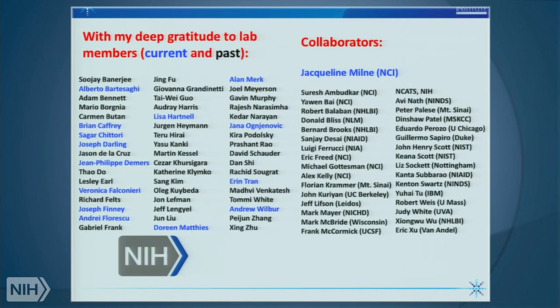I'd like to end with my deep gratitude to the many lab members who worked with me on all of these projects and really led many of these projects. The current ones are highlighted in blue. I'd like to quickly mention them. Alberto, I've mentioned his name many times, really led the work on the HIV work, on the single particle work, and has been instrumental in many of the technical developments in the lab.